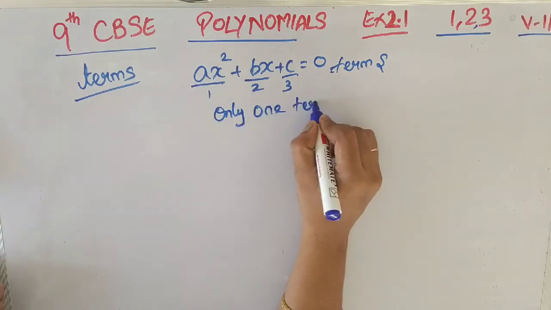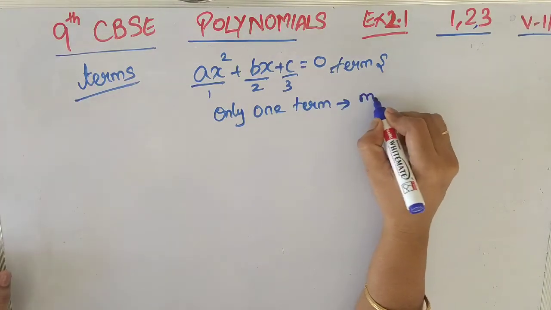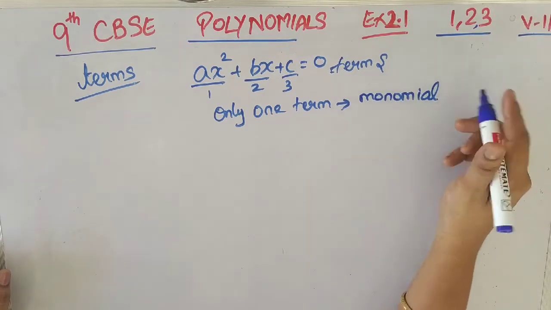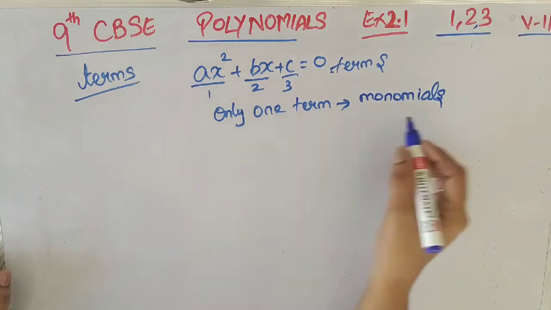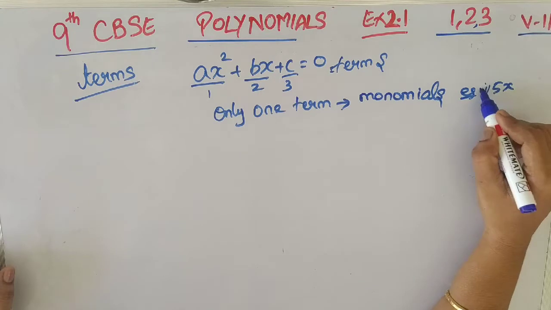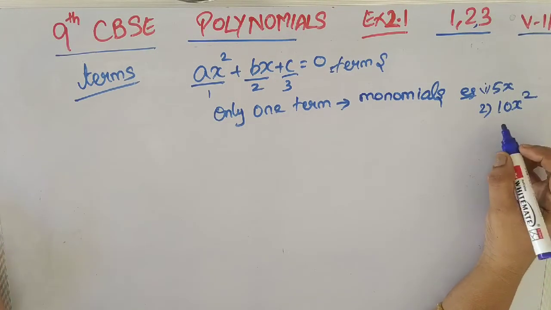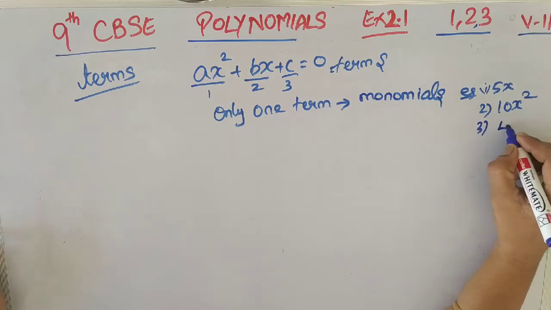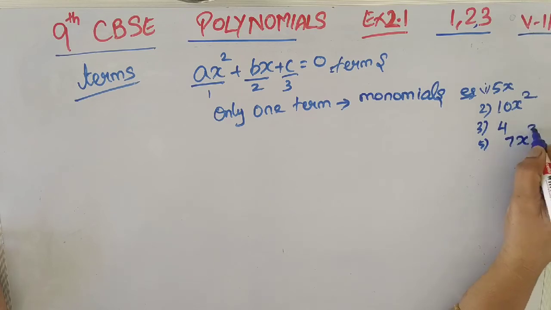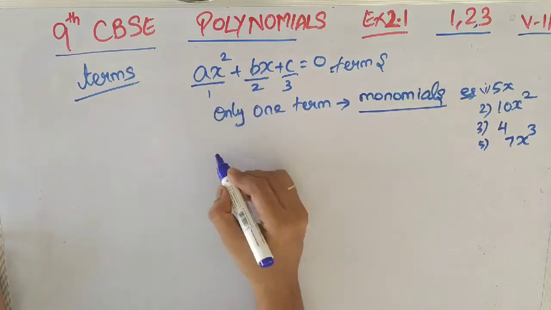Now if a polynomial has only one term, it is called a monomial. For example, if the polynomial has only one term like 5x or 10x squared or even a number like 7. Even 7x cube is also a monomial. That is, the degree of that polynomial can be anything like 0, 1, 2, 3 or anything. But if there is only one term, it is a monomial.